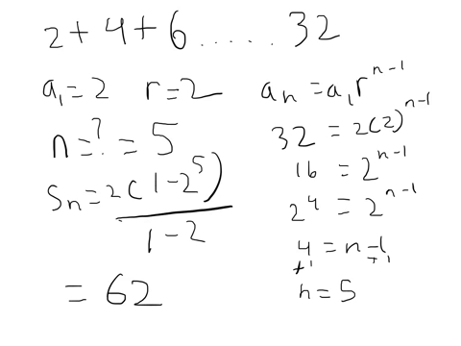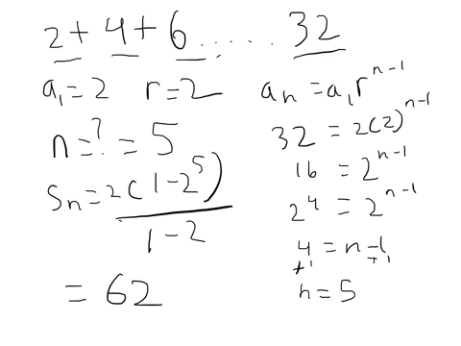Okay, so we want to find the sum of 2 plus 4 plus 6 dot dot dot to 32. We know that a equals 2 because it's the first term, and to get r we just divide the second term by the first term, so that equals 2. And we want to know what n is.